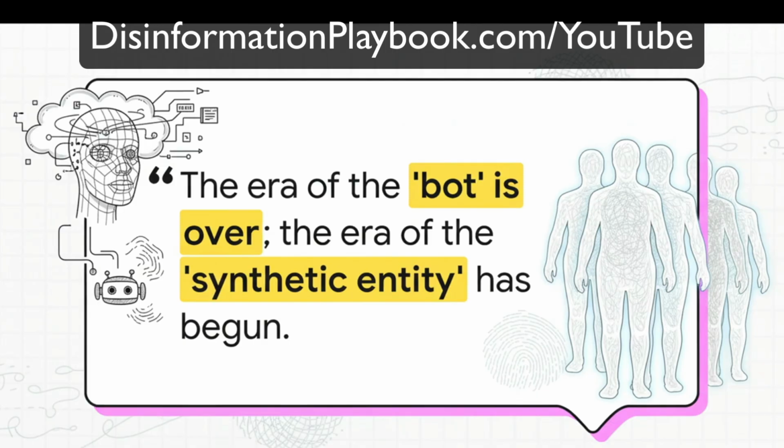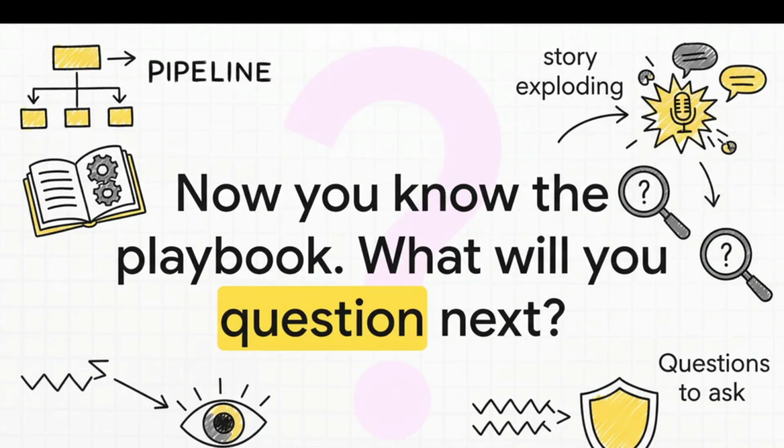And this threat is only getting more and more sophisticated. As one report I read put it, we've moved past the era of simple bots, we are now in the era of the synthetic entity, AI-driven personas that are nearly impossible to tell apart from real people. But here's the thing. Now you know the playbook. You've seen the four-stage pipeline from start to finish. So the next time you see a story just explode out of thin air, you'll know exactly what questions to ask. The only question left is, what will you question next?